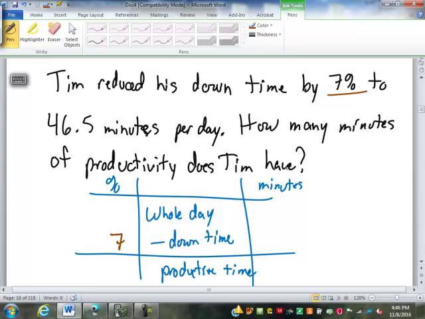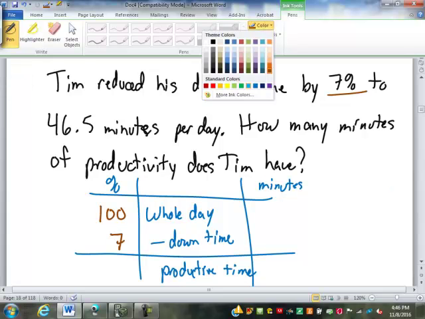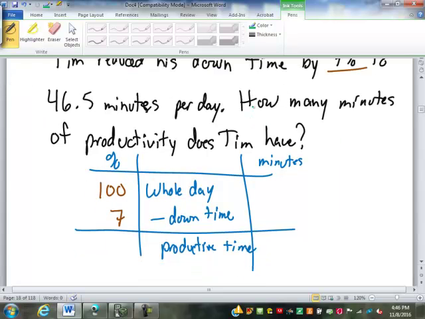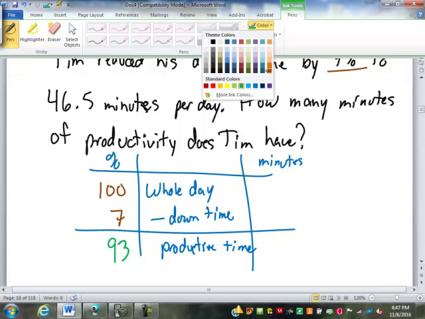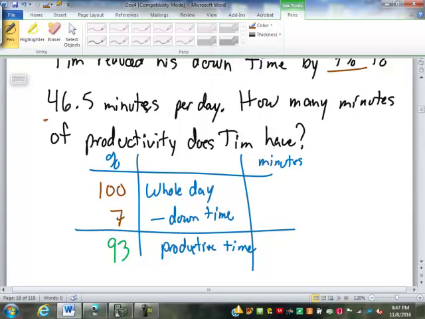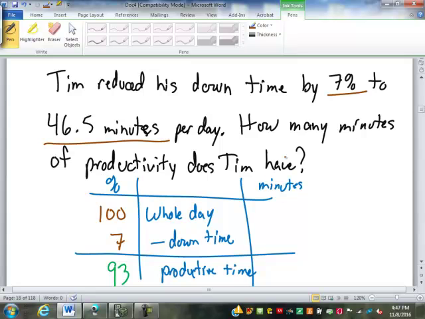Do I know any other percents? There's always one that's hidden. It is the 100, and it's going to go where? The whole day. That's the whole thing is 100%. So what percent goes in for productivity, or productive time? 93%. On the other side, the only minutes we have is the 46.5 minutes. Where does that go? Downtime. Yeah, downtime is reduced to 46.5 minutes per day. So that goes there. What are we asked to find? Productive time, right here.